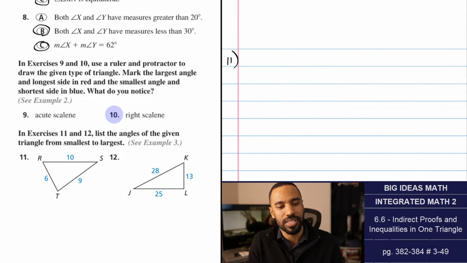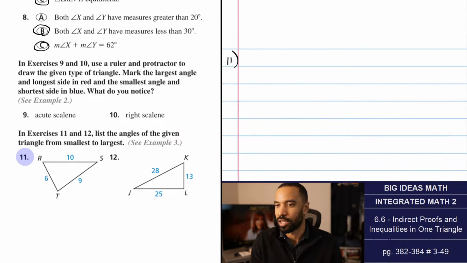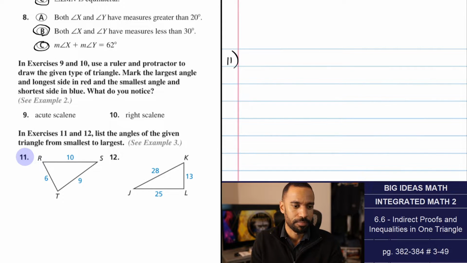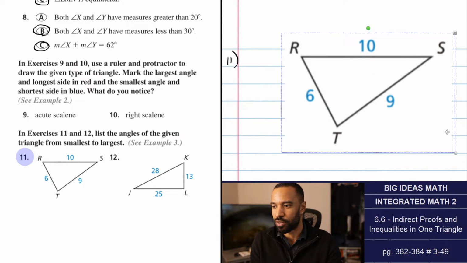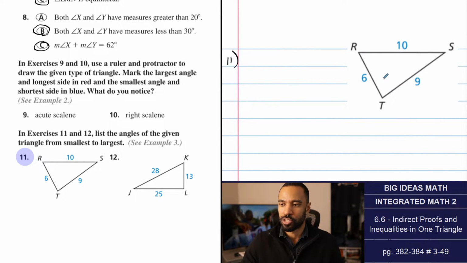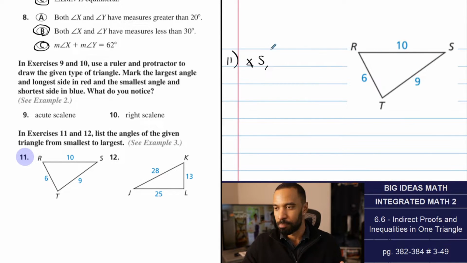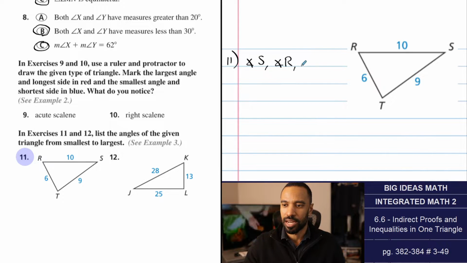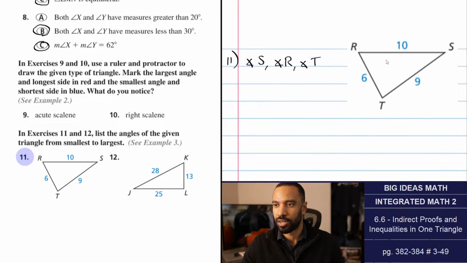Exercises 11 and 12: list the angles of the given triangle from smallest to largest. You're just listing the angles here. Based on this drawing, remember, opposite the longest side is the largest angle, opposite the shortest side is the smallest angle. So angle S is going to be the smallest, angle R is the one in the middle, and angle T is the largest there.